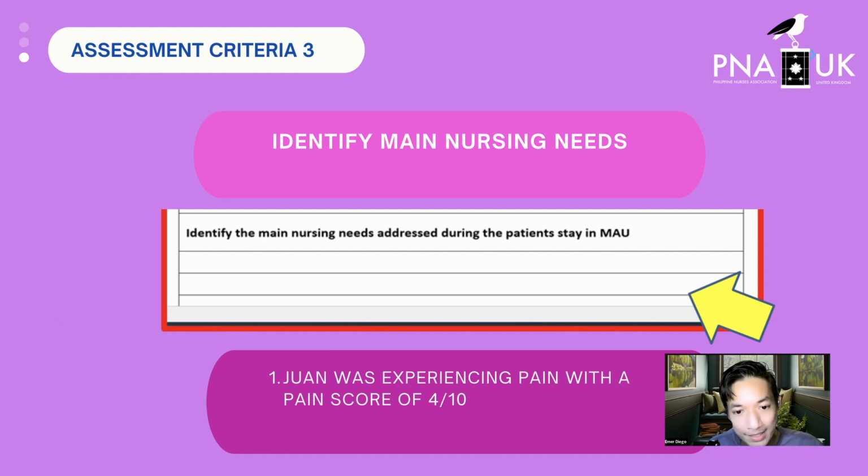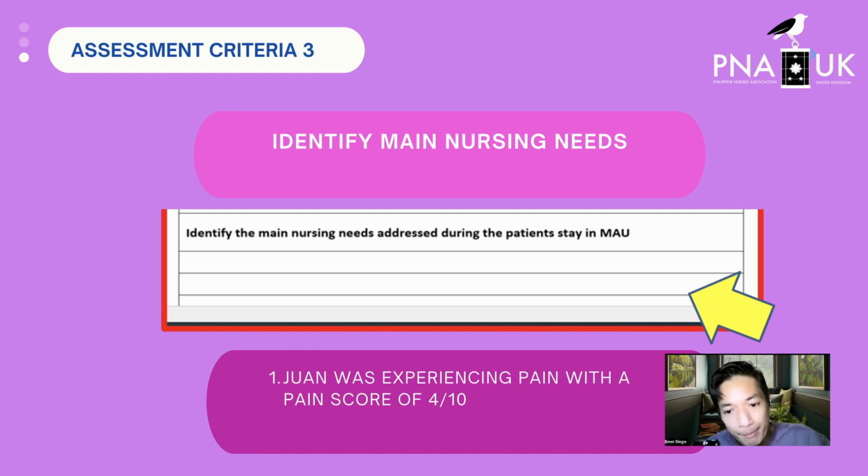So an example is below. Let's say one was experiencing pain with a pain score of 4 out of 10. If you remember, this is one of our problems during our planning station. So you're just basically writing your two care plans and the other problems you think the patient experienced during the assessment station. Okay, so what are the possible answers here?